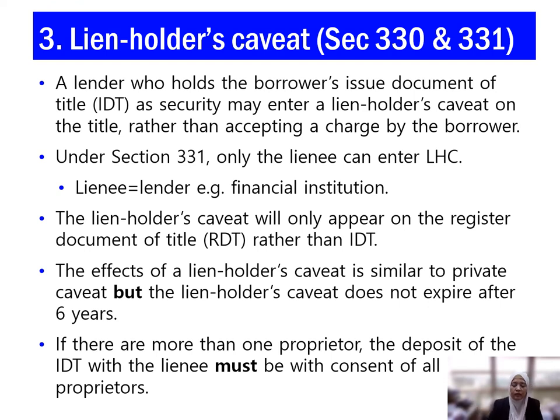The IDT is kept outside, right? So, whatever is entered is the register document of title only, unless the IDT is rendered back to the land office to be updated. But that will not happen, because once the lienee surrenders, gives back the IDT, it means there's no lien. Remember, it must be in his possession at all times. The effects of a lien holder's caveat is similar to private caveat, but the lien holder's caveat does not expire after 6 years, longer term.